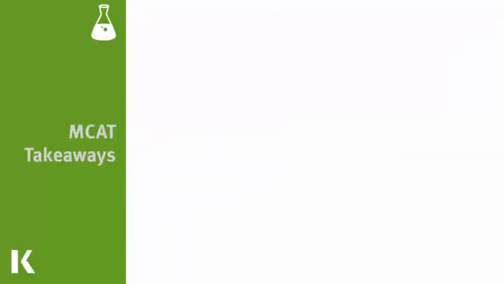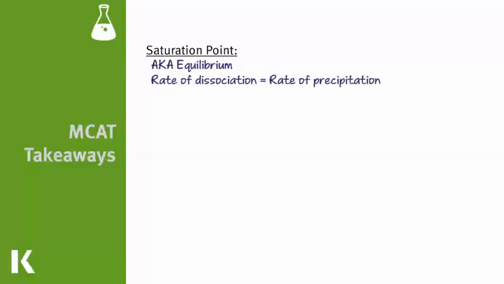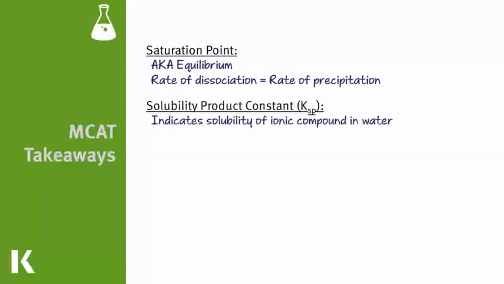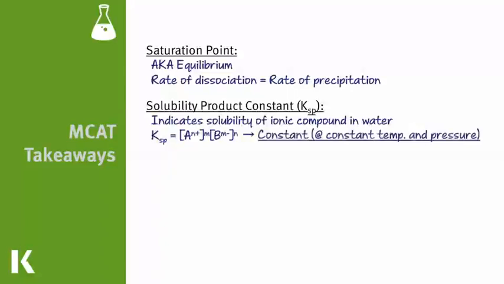Let's review the key takeaways that are going to help us predict the behavior of ions in solution and let us calculate molar solubilities and KSPs. The saturation point is just another way to say equilibrium with solution problems, and is not a static condition, rather where the rate of dissociation is equal to the rate of precipitation. The KSP is a way to quantify the solubility of a particular ionic compound. It is calculated just like all the other equilibrium Ks. Remember not to include solids or liquids, and that KSP is constant for a given temperature and pressure.